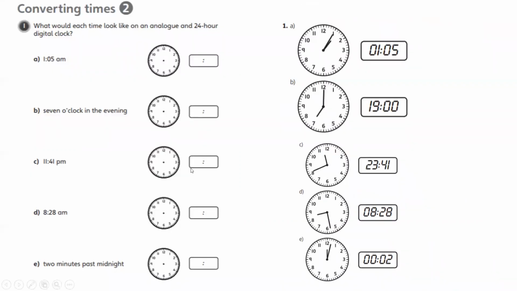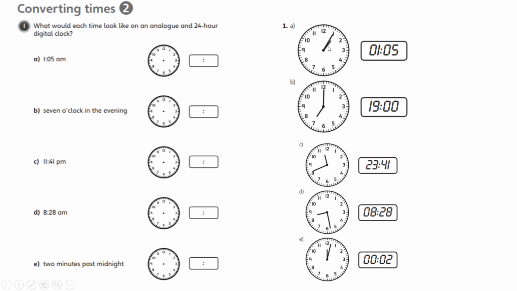Right, let's have a look at question 1 and see if we can find the answers. So what would each time look like on an analog and 24-hour digital clock? So first I'm going to look at the time. It's 1:05, so I would write that on a digital as 01:05. And that's the same as 5 minutes past 1.